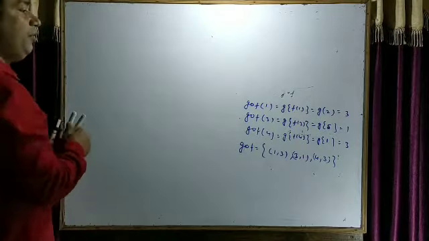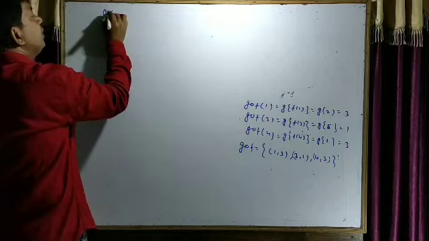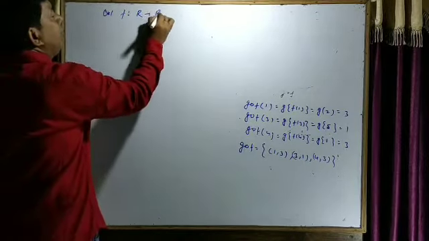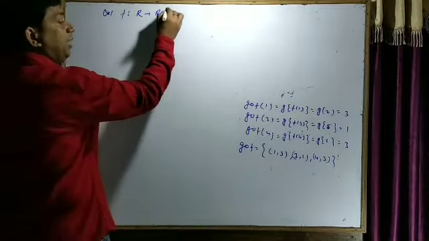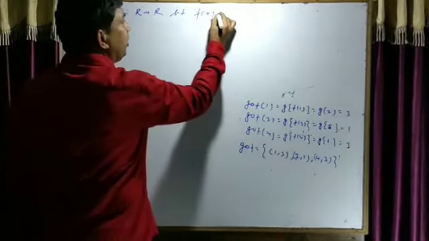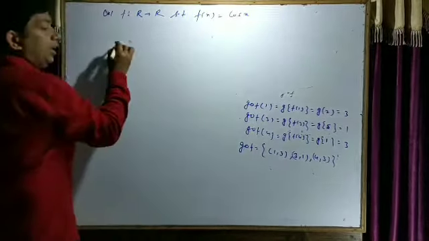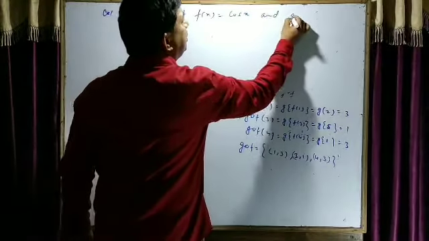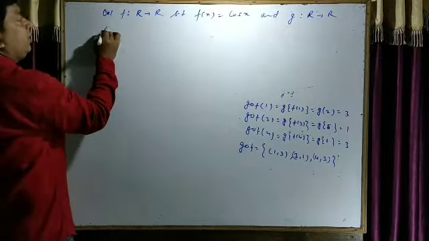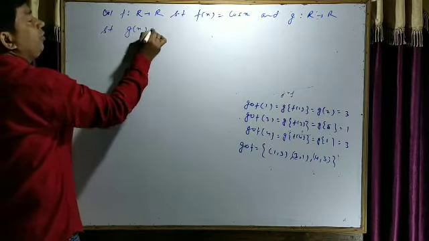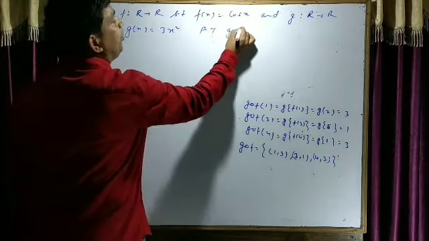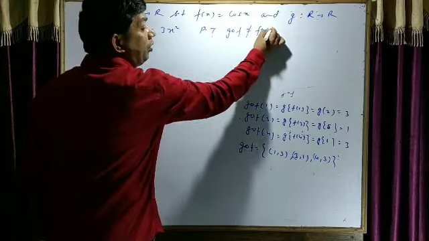Now one more example. f is a function from R to R, where R to R means real valued function, such that f of x is equal to cos x. And g is a function from R to R such that g of x equals 3x square. Prove that gof is not equal to fog.